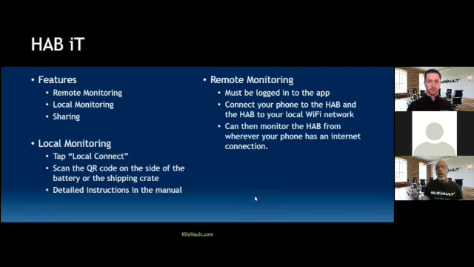So for remote monitoring, you need to be logged into the app. Basically, you'll end up connecting your phone to the HAB's Wi-Fi access point. And then using that, you'll connect your HAB to your local Wi-Fi network. When that's done, you can go ahead and monitor the HAB from wherever your phone or your mobile device has an internet connection.